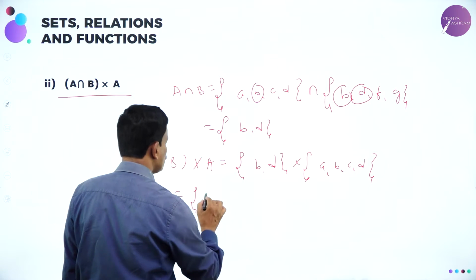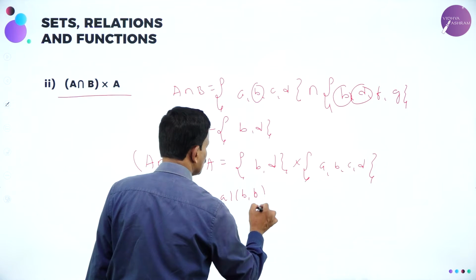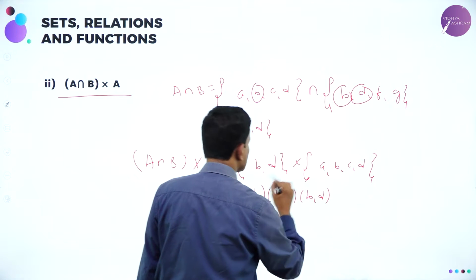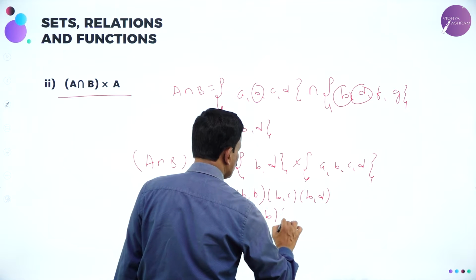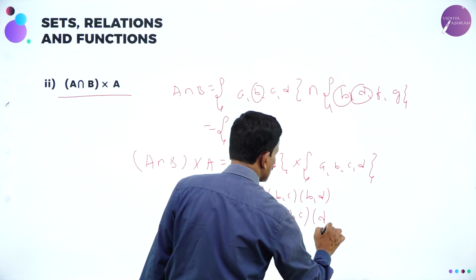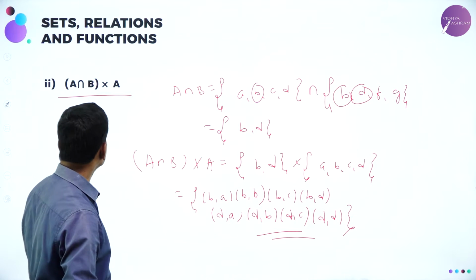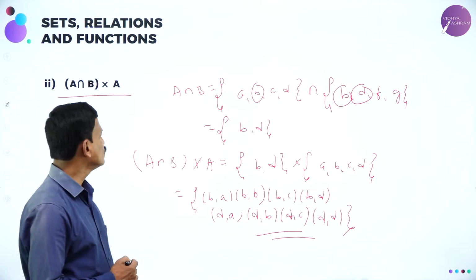First element is B: B comma A, B comma B. Next, B comma C, B comma D. Next, D: D comma A, D comma B, D comma C and D comma D. This is the Cartesian product for the second answer, A intersection B cross A. That's it. Now come to the third one.